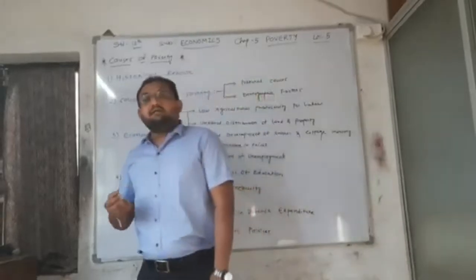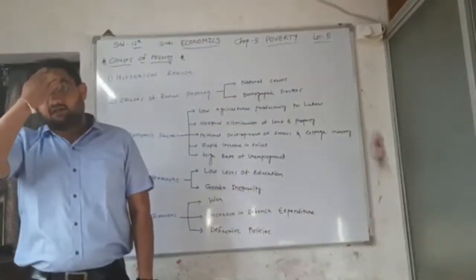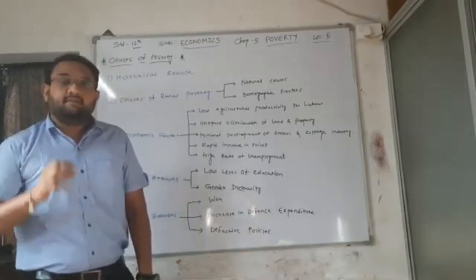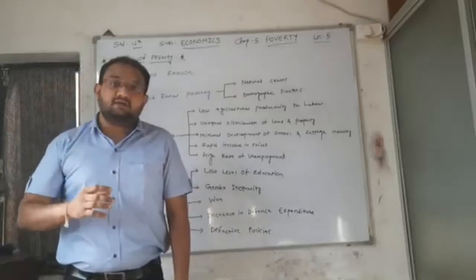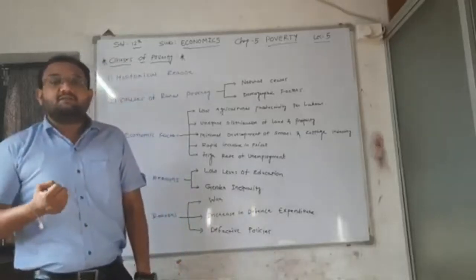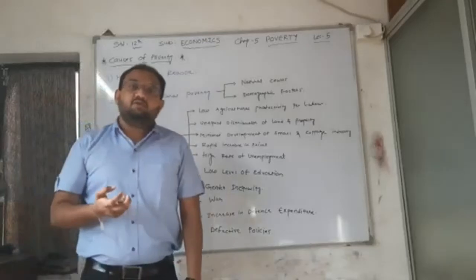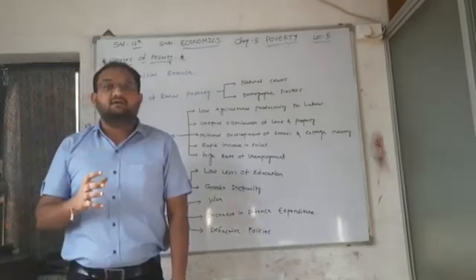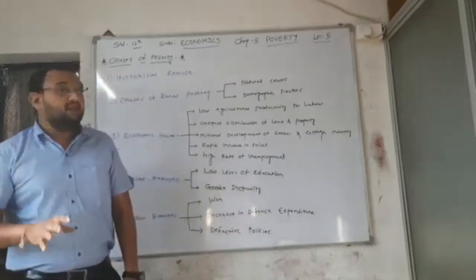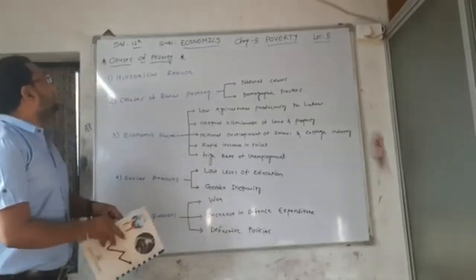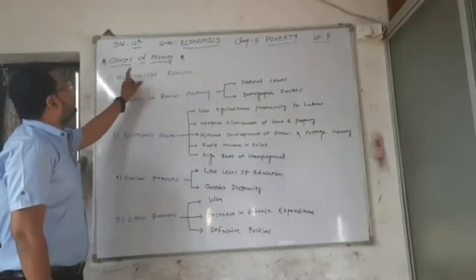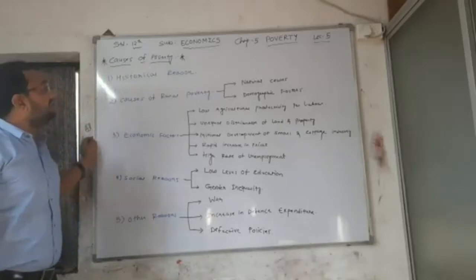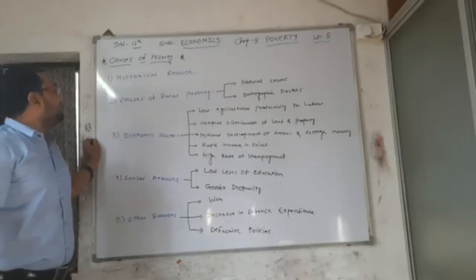In 4 lectures we have discussed the introduction of poverty. Then we discussed the income concept and non-income concept of poverty. Then absolute poverty, relative poverty, and in the last lecture we discussed the indicators of poverty. Today we are interested in knowing the causes or the reasons of poverty, that is, what are the reasons that increase poverty at a national level.